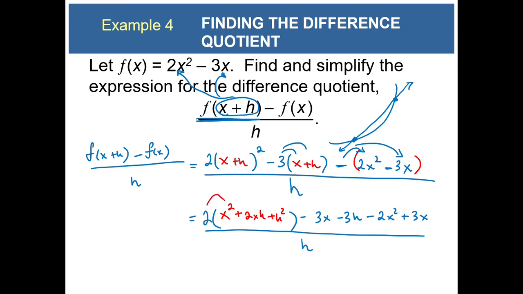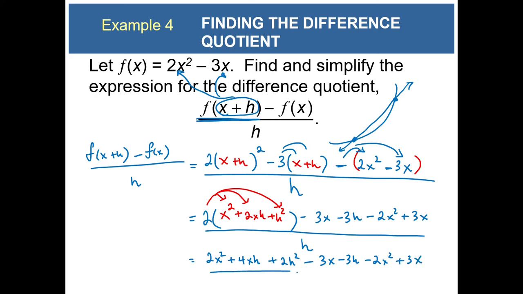Let's distribute the 2 to the parentheses. And this gives us 2x squared plus 4xh plus 2h squared. And I'm just going to copy the rest of the equation. Negative 3x minus 3h minus 2x squared plus 3x all over h.